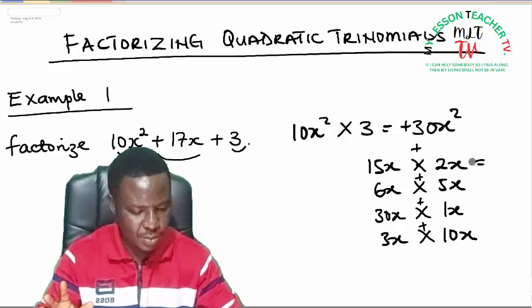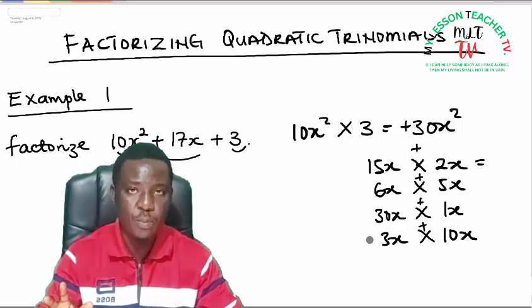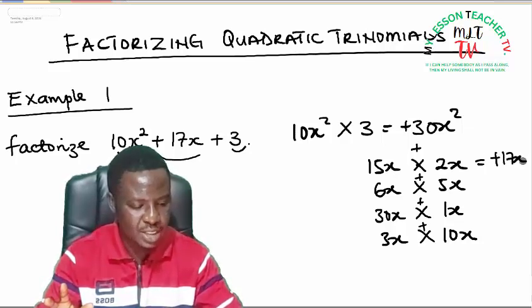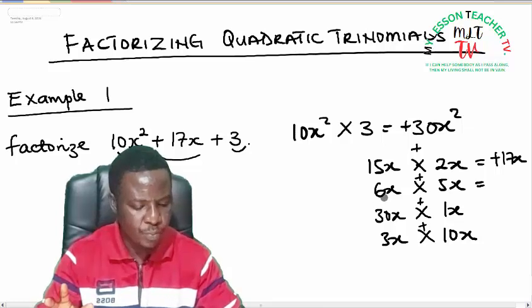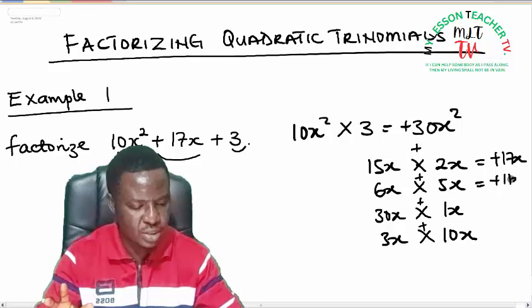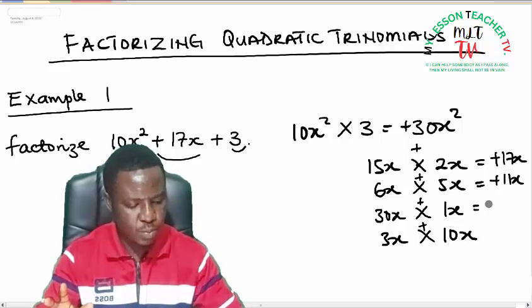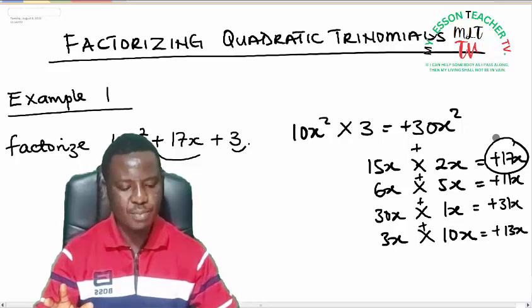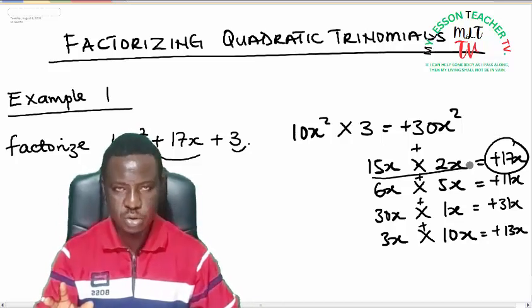So if you add this, because in this example, they are all positive, plus 15x plus 2x gives you positive 17x. I bet the others won't give you that. Plus 6x plus 5x is plus 11x. And this is plus 31x, while this gives us plus 13x. So you discover that it is only this that meets the two conditions.